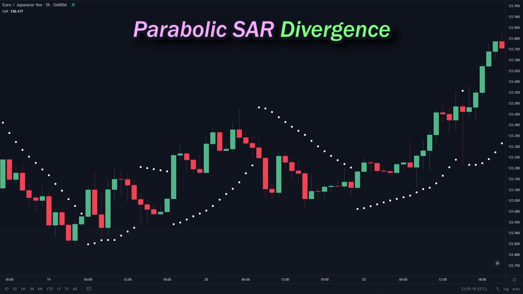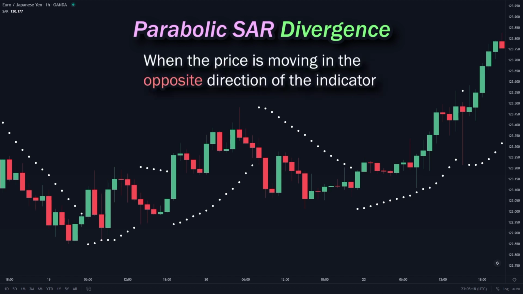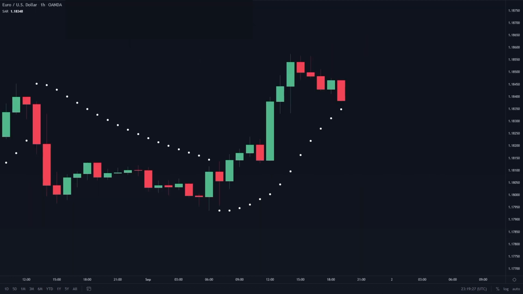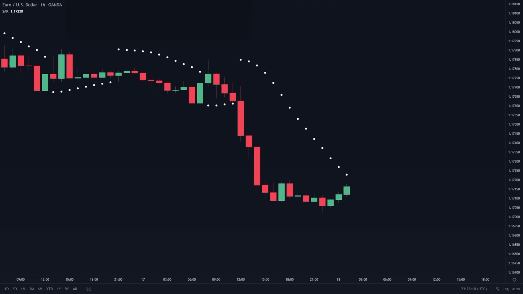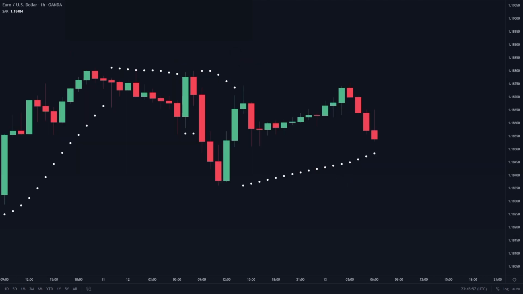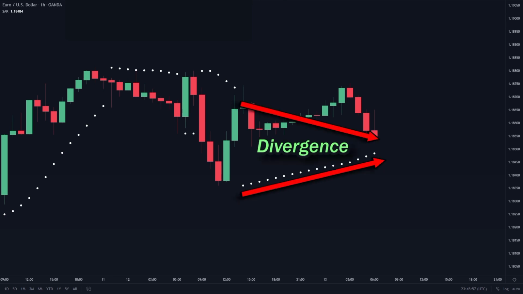So a Parabolic SAR divergence is when the price is moving in the opposite direction of the indicator. Let me show you an example. So usually, if the price is heading upwards, the Parabolic SAR will follow that direction and also head upwards. Similarly, if the price is heading downwards, the Parabolic SAR will follow that direction and also head downwards. However, there are times where they move in the opposite direction instead. Like in this example, you can see that the price goes down, but the Parabolic SAR is going up. This is what's called a divergence.